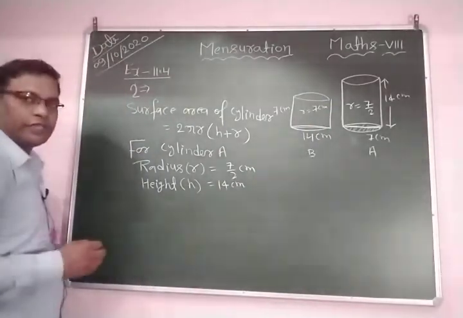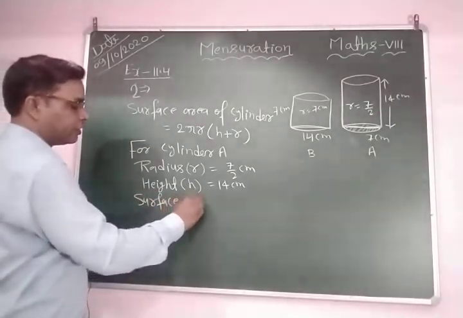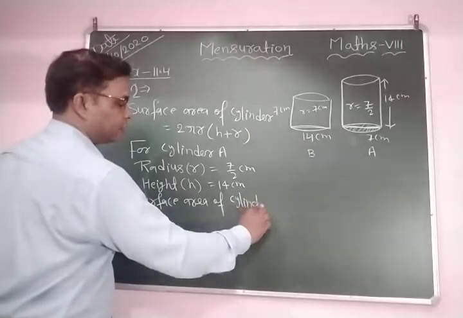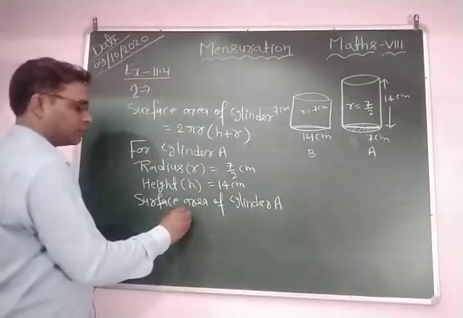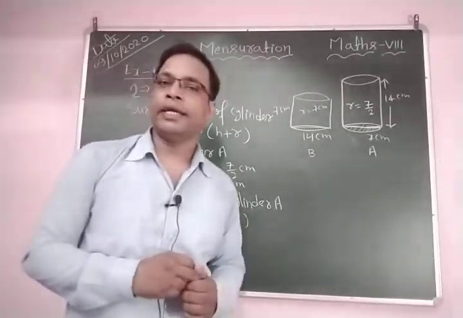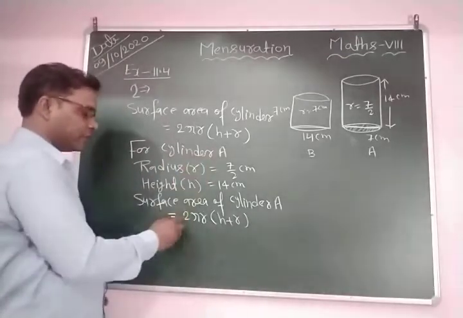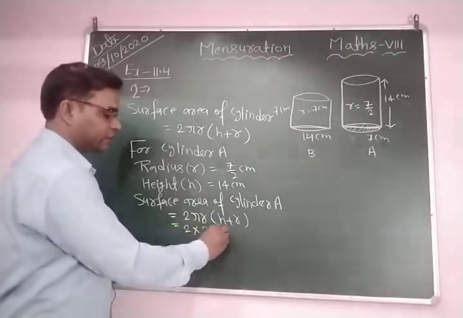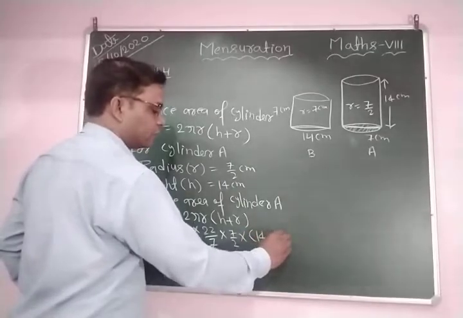So surface area means total surface area. You can write here surface area of cylinder A, which is equal to 2 pi r into h plus r, where r represents the radius of the cylinder and h represents its height. So for cylinder A, here we have 2 into the value of pi, which is 22/7, into the radius 7/2, into its height 14 plus its radius again 7/2.